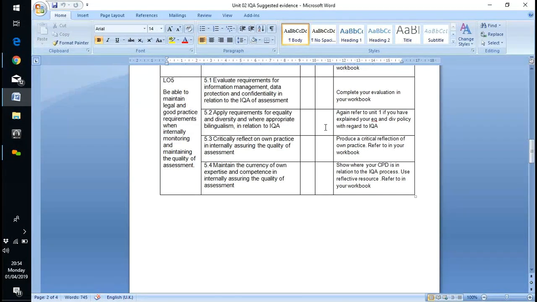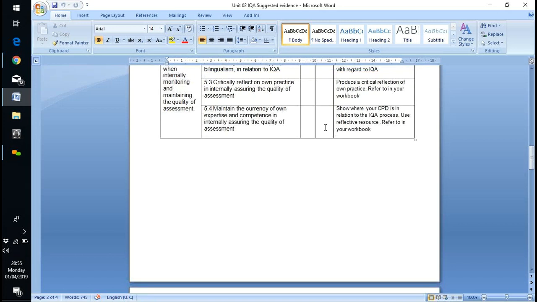But certainly, the IQA must make sure that equality and diversity are maintained where appropriate. So again, we're looking at a critical reflection, as in Unit 1, of your own practice in internally assuring the quality of assessment. So a critical reflection of your own practice, and you basically just say, I have a certain amount of experience, I've done this, this and this, I do this a certain way because, and just reflect on that.